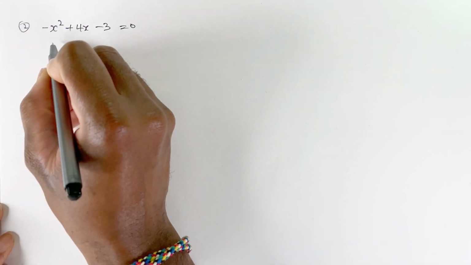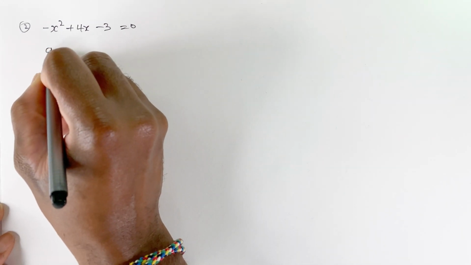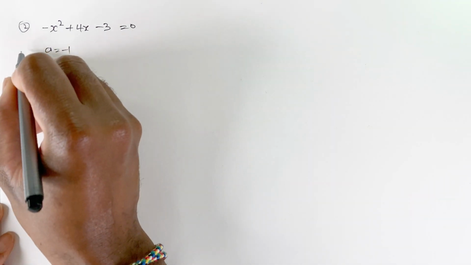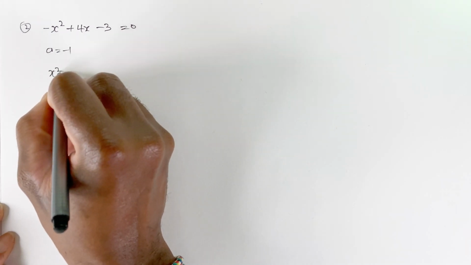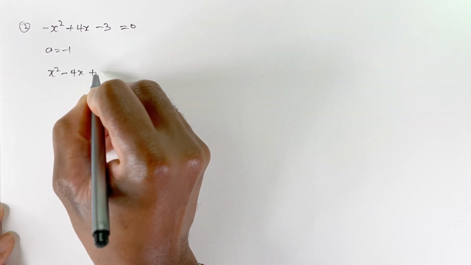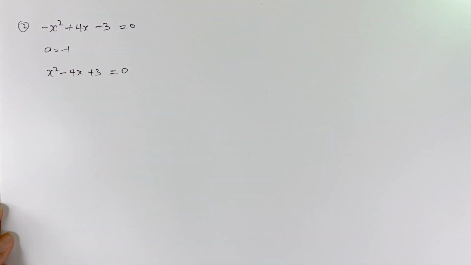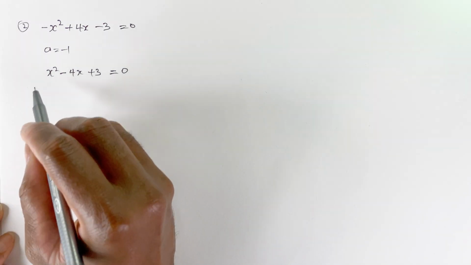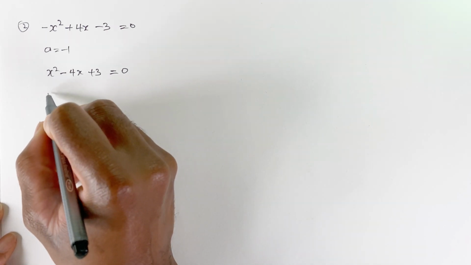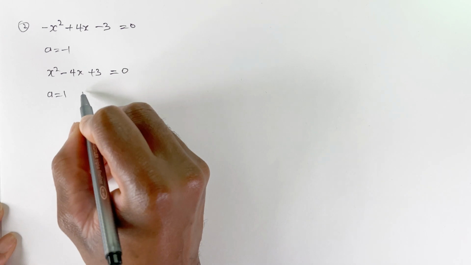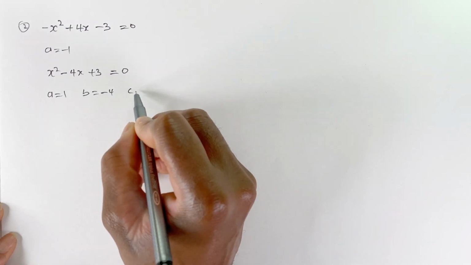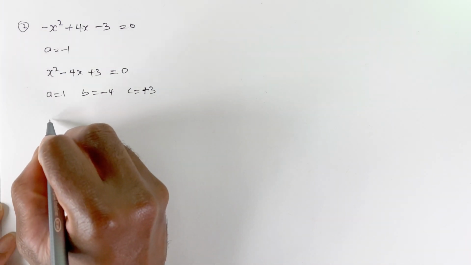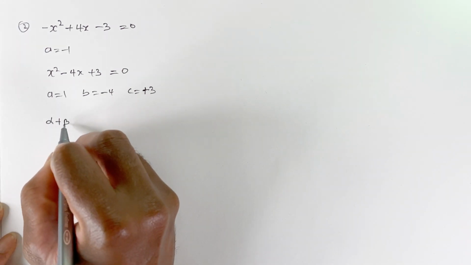So now let's start. A is -1 right here, so I need to multiply everything by -1 because I've got equal sign here. So if I multiply everything by -1, I will get x squared minus 4x plus 3 equal to 0. So that's the first thing I will do. And then, because I'm trying to keep this as +1, the next thing I would do is to say my A equals 1 now, and B equals -4, C equals +3. So that's good.